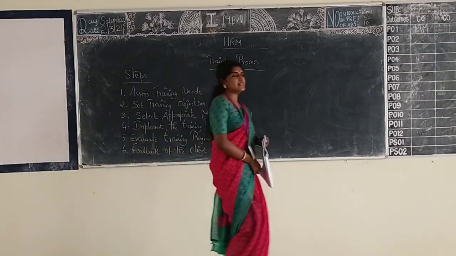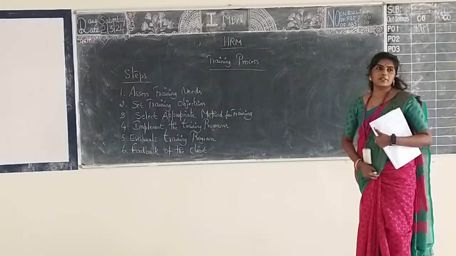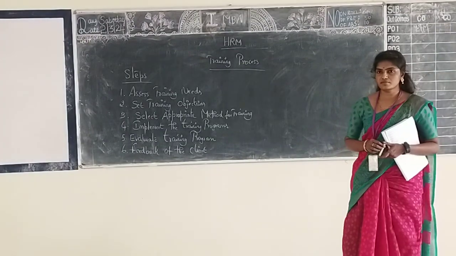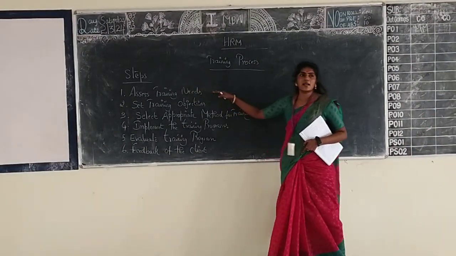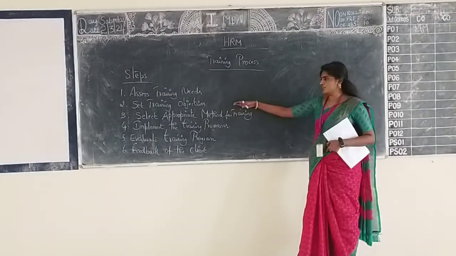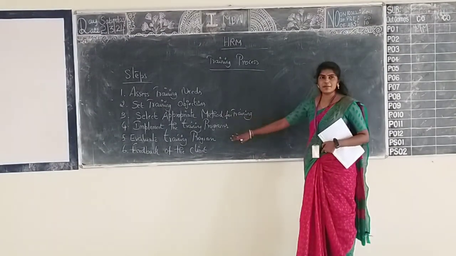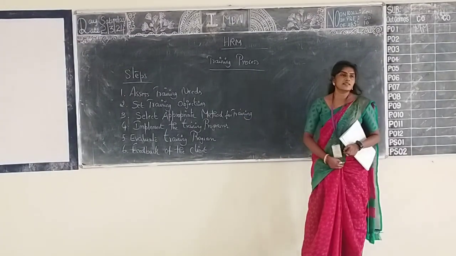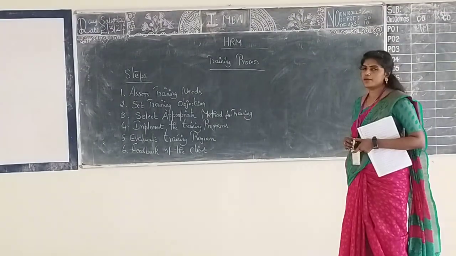So these are the steps in the training process. Note down the steps. So listen. The first one is assess training needs. Next you set the training objectives. Next select the appropriate training method. Next you implement the training program. Next you have to evaluate. Finally, it is giving the feedback. So these are the steps in the training process.